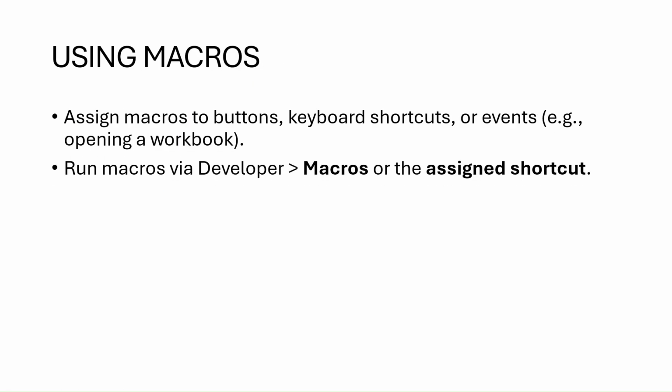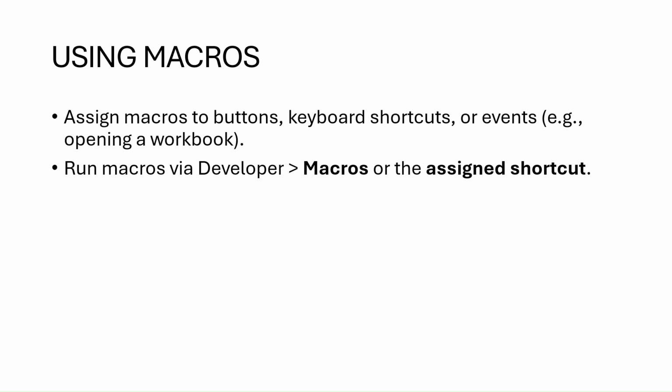Next, let's see how we can use macros. You can assign recorded macros, or the macros that you've created using the VBA editor, to your buttons, so that when you press the button, they do something. You can also assign the macros to keyboard shortcuts. When you press some key or combination of keys, the macro should run.